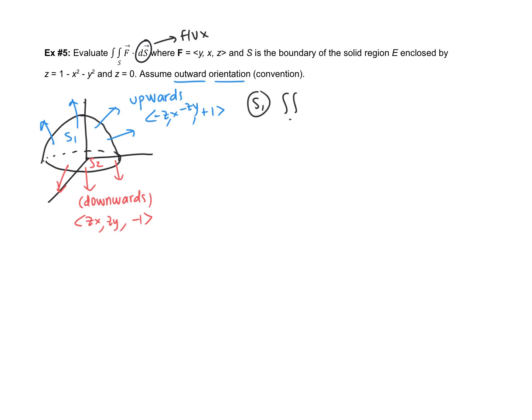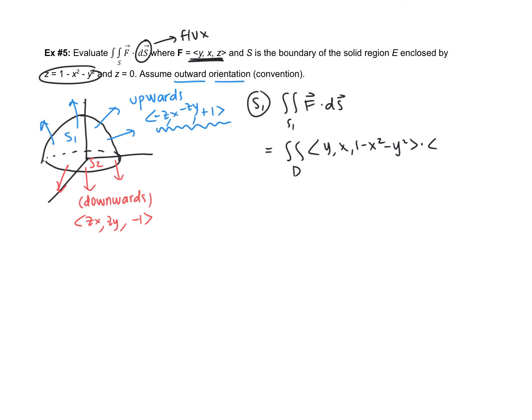So our flux, the surface integral over S1 of F dot dS. This is going to become a double integral over the region D. We're going to have to write this F in terms of our surface. So that becomes ⟨y, x, 1 - x² - y²⟩. And then we are dotting that, like we said, with this vector here. Partial with respect to x, but the opposite sign, which is 2x. Partial with respect to y, but the opposite sign, which is 2y, and then positive 1, dA.